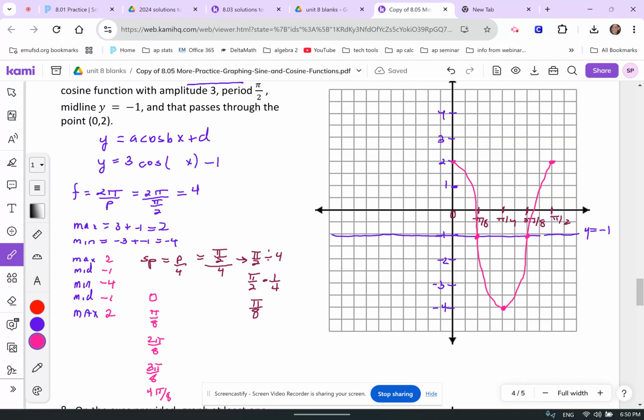What do they mean when they say the function passes through the point (0, 2)? They just want you to make sure, and I'll take out my highlighter, that you actually have that point (0, 2) showing, which you do when you set it up like this.